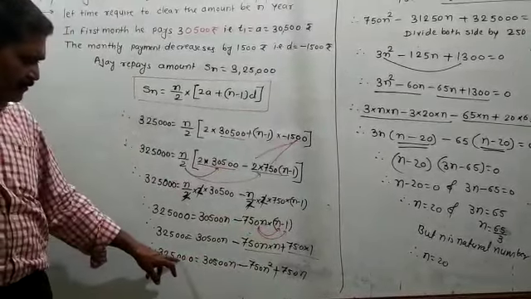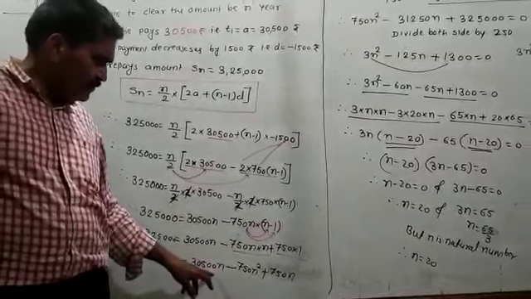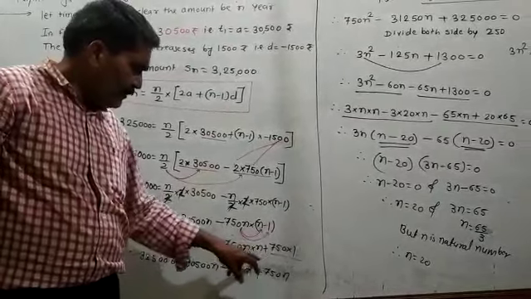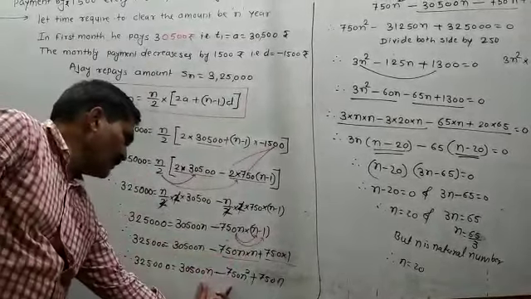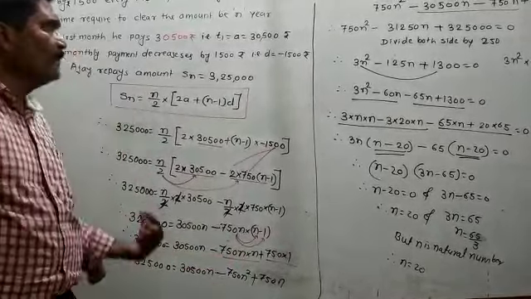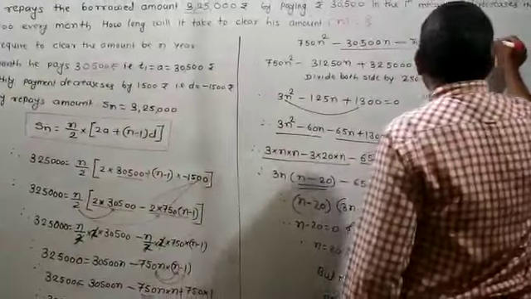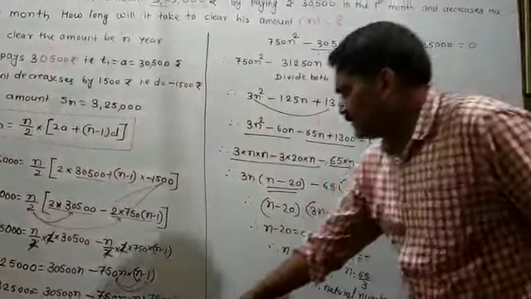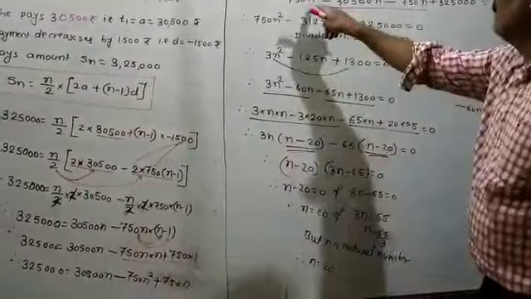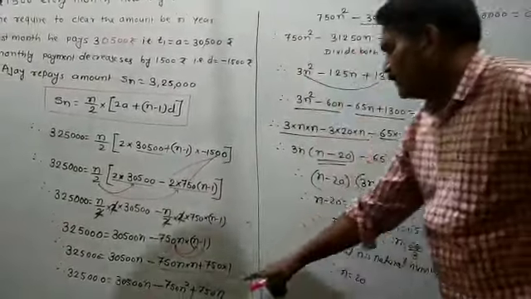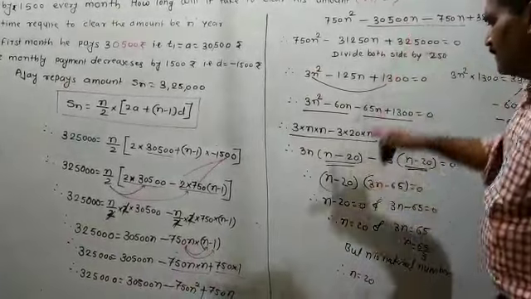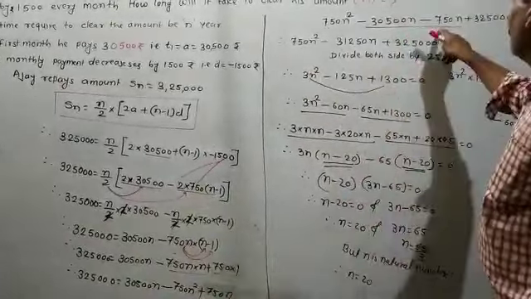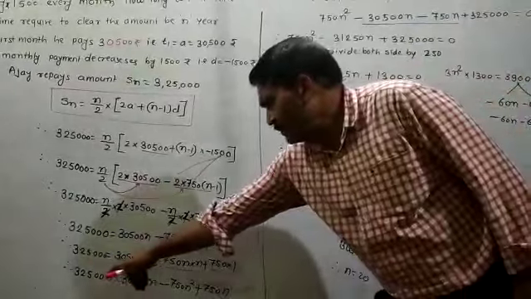Then 325,000 is equal to 30,500n minus this n multiplied by n is equal to n square, 750n square plus 750n. You have to transpose all these right side terms to the left side. These plus terms become minus and minus terms become plus. When I shift all these terms, the next step will be: minus 750n square becomes plus 750n square. This plus 30500n becomes minus 30500n. This plus 750n becomes minus 750n plus 325000.